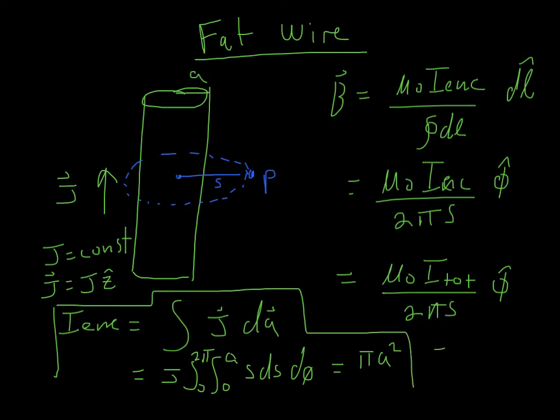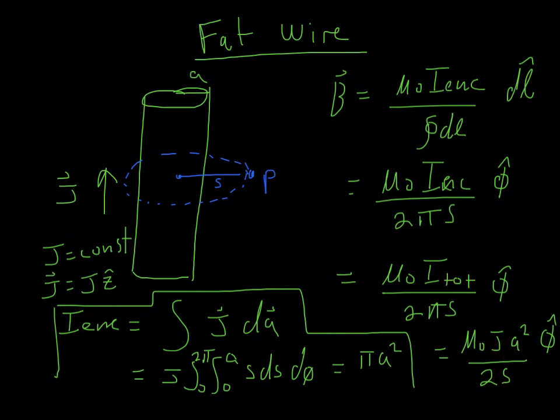So another way to write this is going to be equal to mu naught J. The pi's are going to cancel. I'm going to get an A squared phi hat, and then it's going to be over 2s. And I think we got that right. Yep, pi A squared. Good. So this is in terms of the volume current density. Both these answers are correct. This is just in terms of the volume current density, and this is in terms of I total.